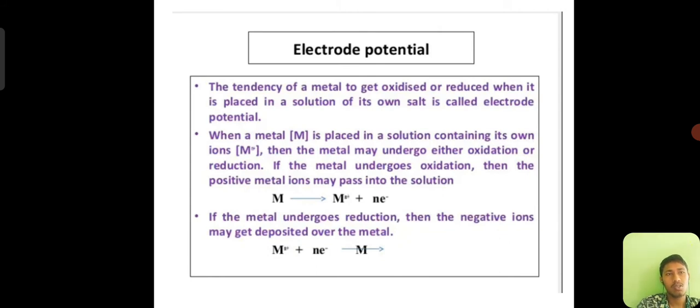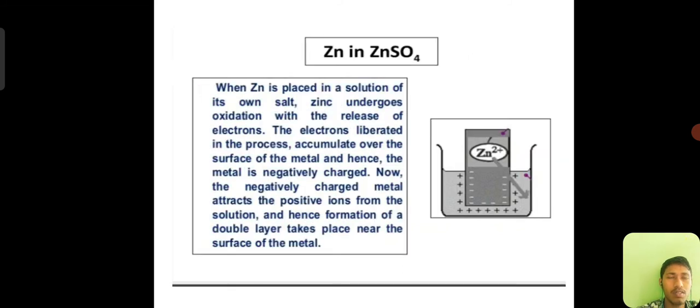If the metal undergoes oxidation, then the positive ion passes into the solution: M equals M plus n electrons, which is the oxidation reaction. If the metal undergoes reduction, the positive ions deposit on the metal: M plus n plus n electrons equals M. This is reduction. First of all, you have to know about zinc.